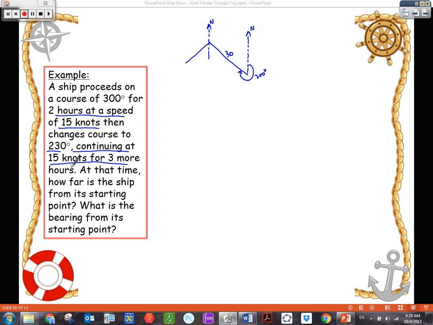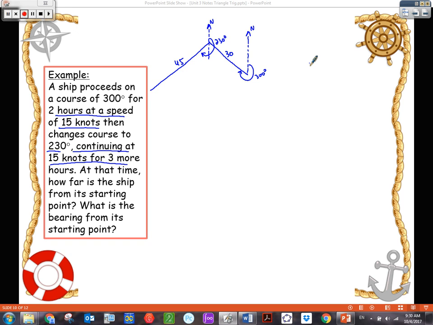And notice, let's see what distance. 15 knots for 3 hours. So how far have I gone? 45. I've gone 45 nautical miles. Now I need to make sure that this segment that I draw is longer than this segment. I mean, does it have to be perfectly proportional? No, but it has to make sense, right? It needs to be longer. So I need to be sure I'm drawing this longer than the 30 nautical mile one. So this is 45, and this measurement right here is 230 degrees.